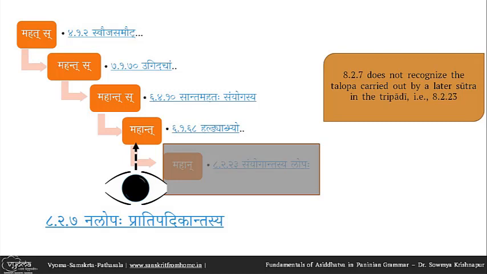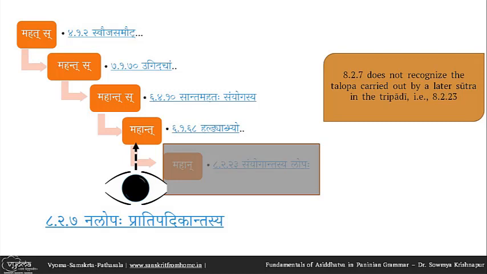So it sees only mahant. It recognizes all operations still there. They are all in the Sapada Saptadhyayi. But within the Tripadi, the later sutra is asiddha. So it does not recognize the talopa. So takara lopa, which is carried out by sanyogantasya lopaha, and therefore it remains as mahan.